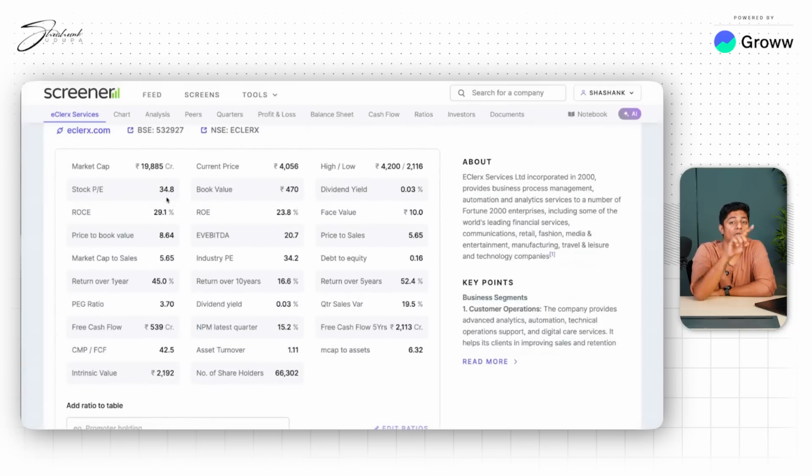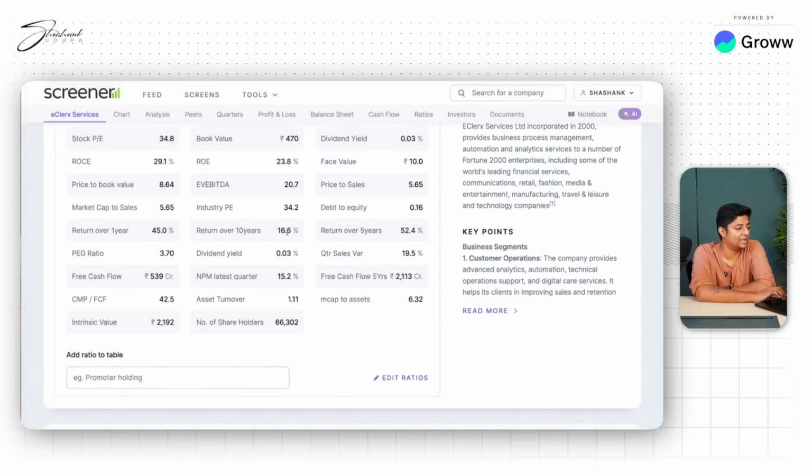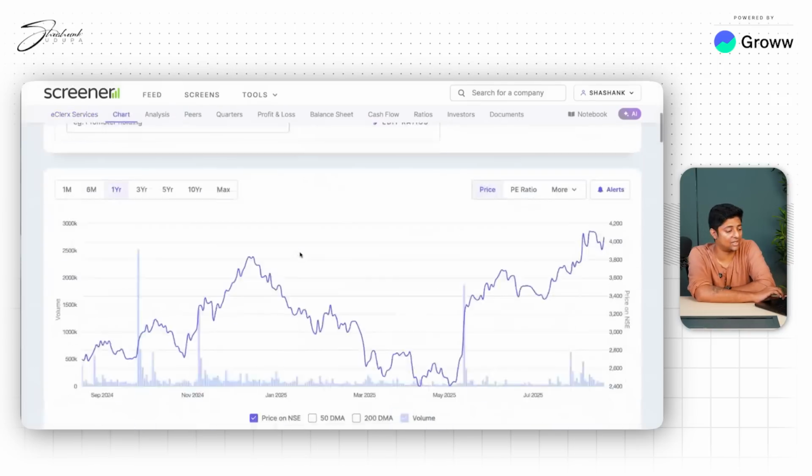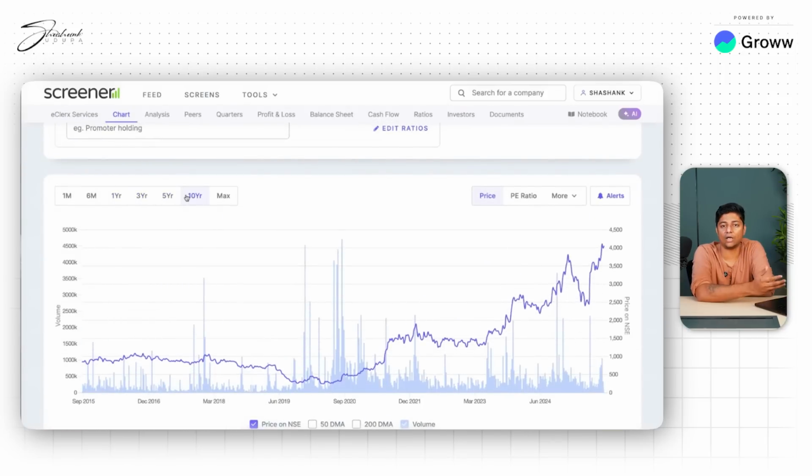34 P/E. So that means the P/E is not out of your 60 parameter, right? Very good ROE and ROCE. This company is in the BPO space. 19,000 crore market cap. 1 year return 45%. 10 years compounded annual growth rate has been 16.6. And if I look at the chart, this has been growing like this. Now you see how I found a growth company that has come into my screen, right?